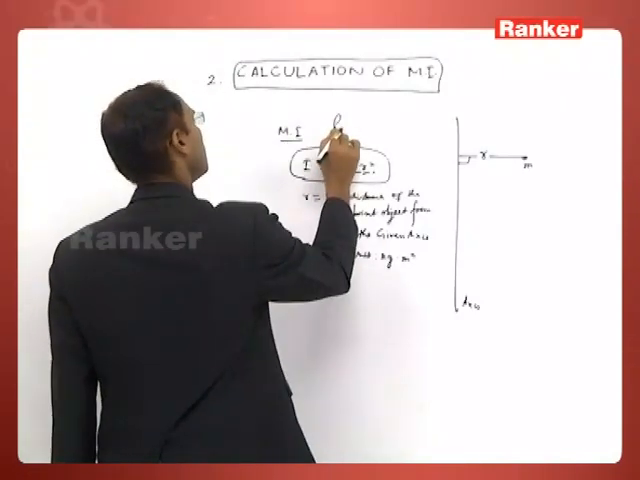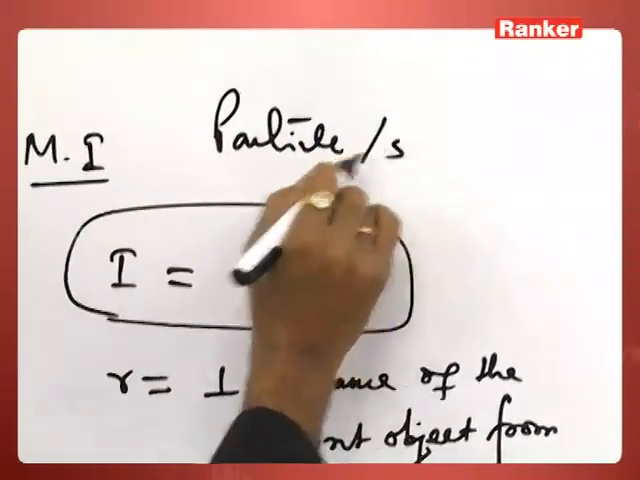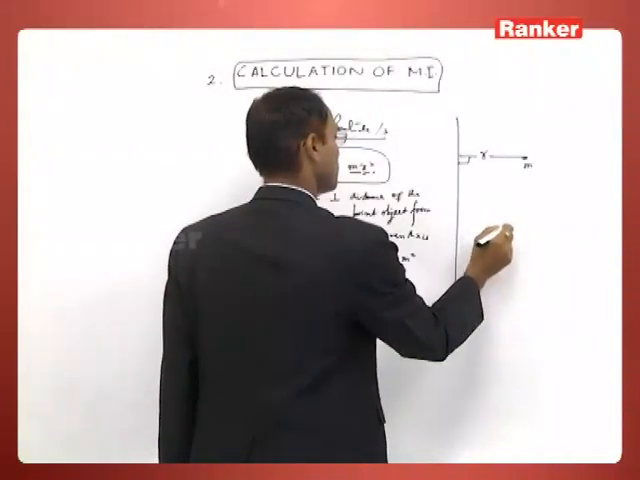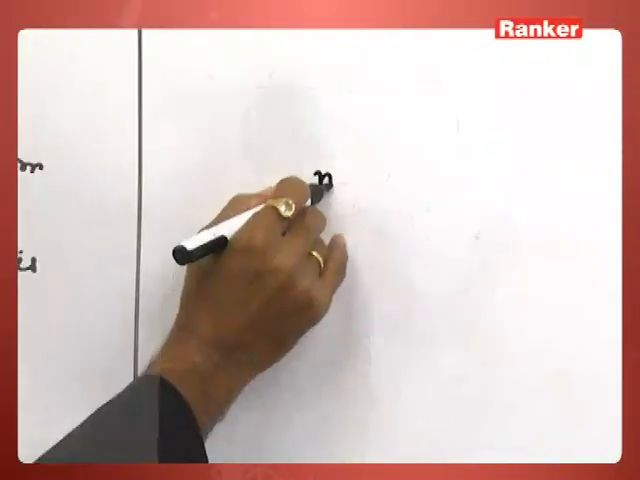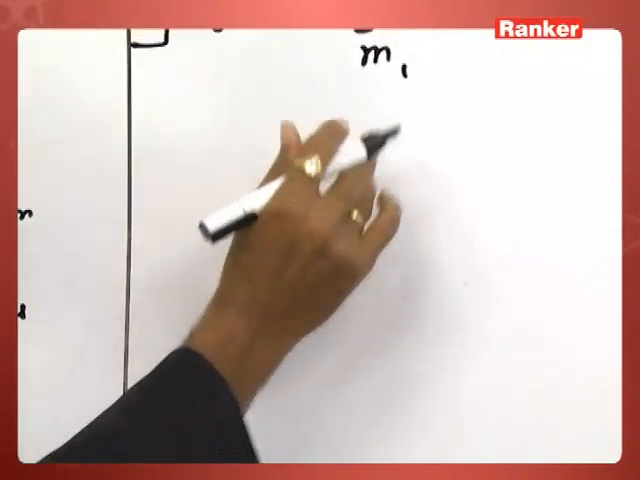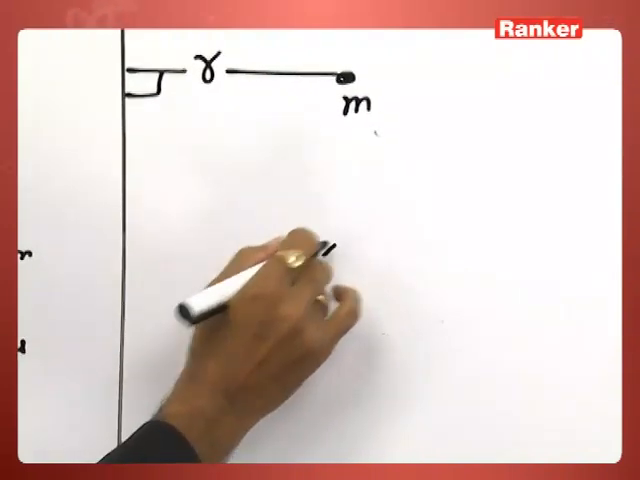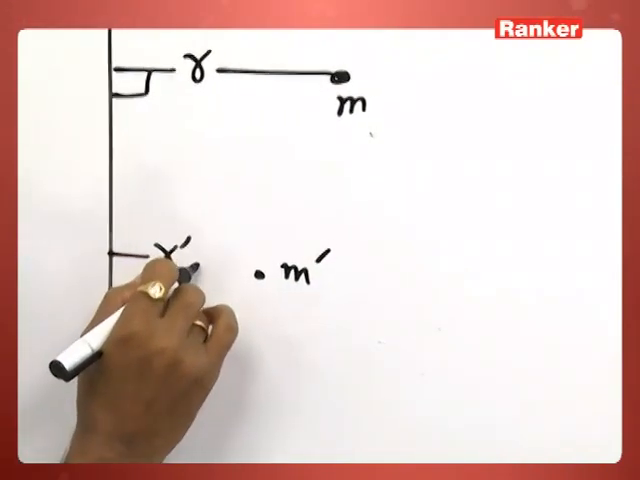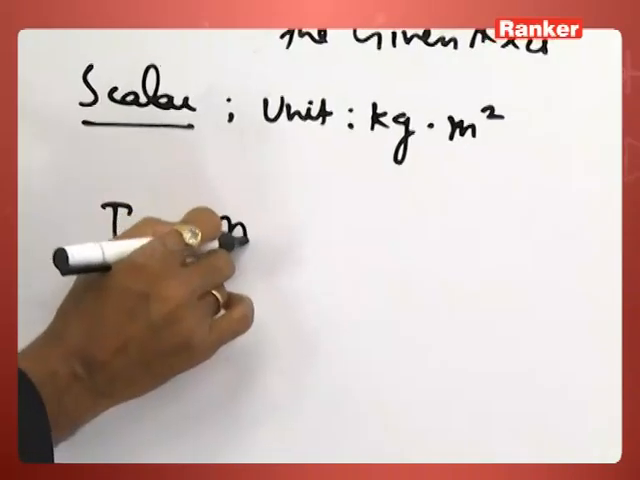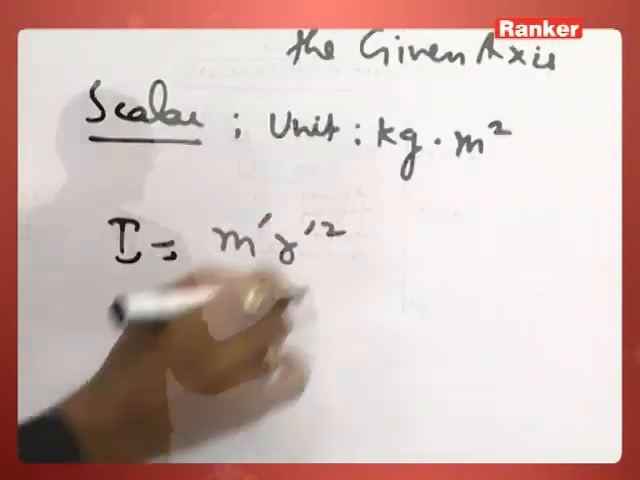This is for a particle or the system of particles. Suppose we have another particle m dash and this distance is r dash. Its moment of inertia about the given axis can be written as m dash r dash square.